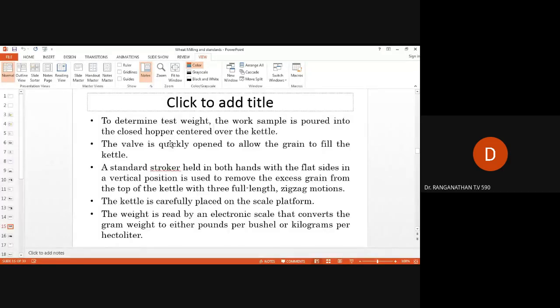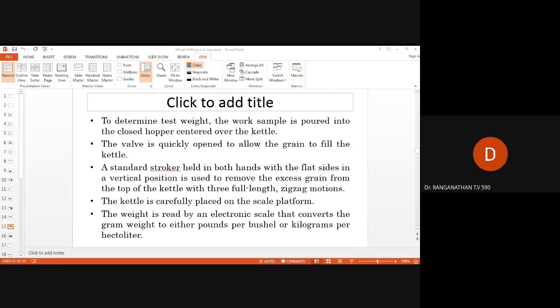Now, the same way, have you done your determination of apparent density and actual density in the lab, in a food engineering lab? Hello? No, sir.